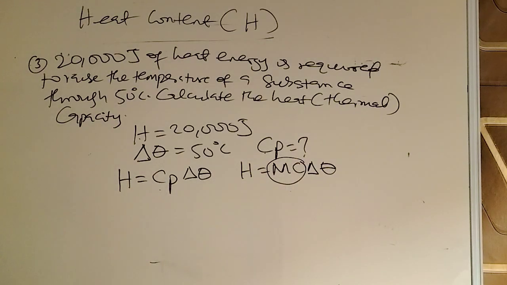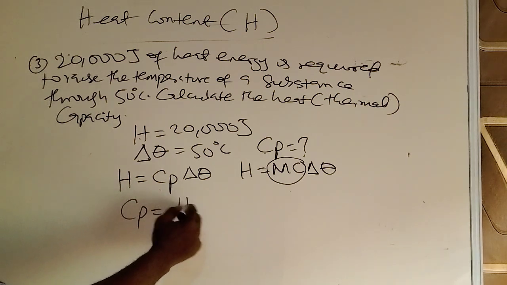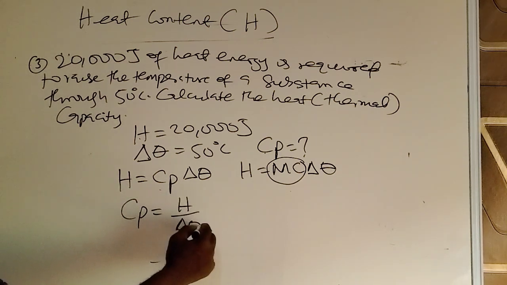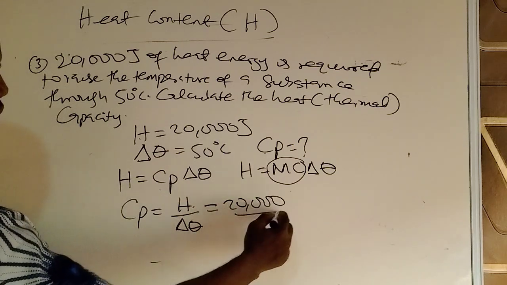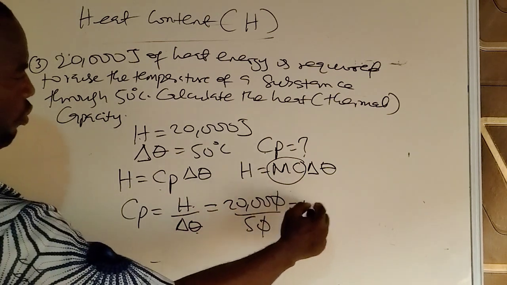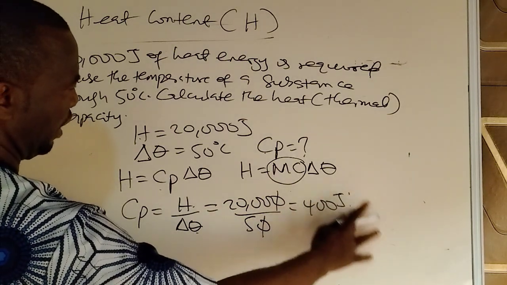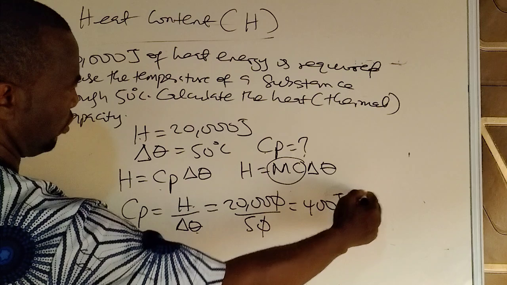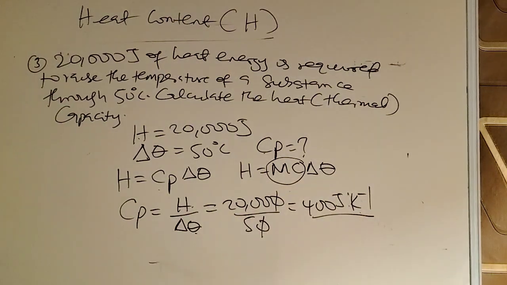Now make Cp the subject. Cp now becomes H over change in temperature. The value of our heat is 20,000, and the value of our temperature change is 50. So you can divide and now have 400 joule per Kelvin, which is, of course, the heat capacity, not specific. Joule per Kelvin. That's the right unit.